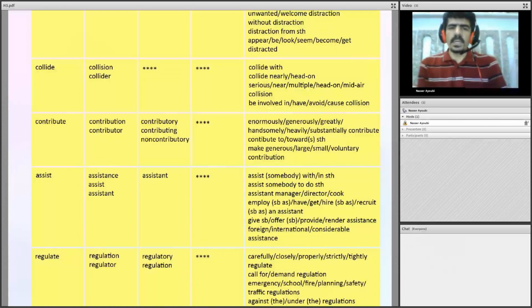Head-on collision. There was a serious head-on collision on the road between a car and a truck. Collide with. There are times when teenagers' opinions collide with those of parents. So collide with can also mean, let's say, disagreement. When two people disagree with each other, we can say their opinions collide with each other.